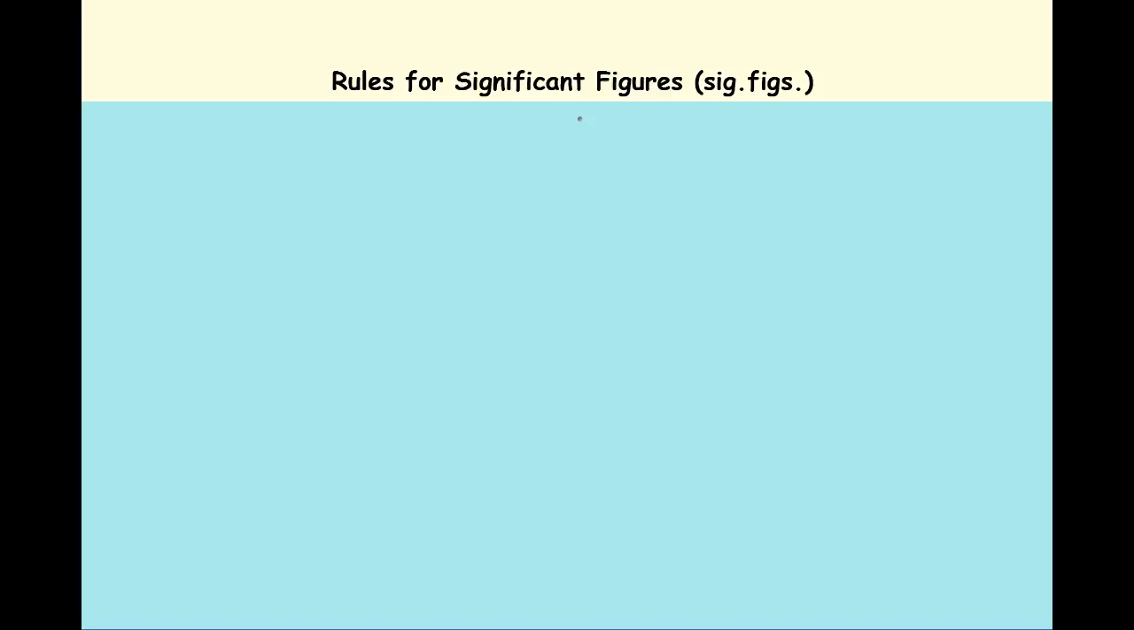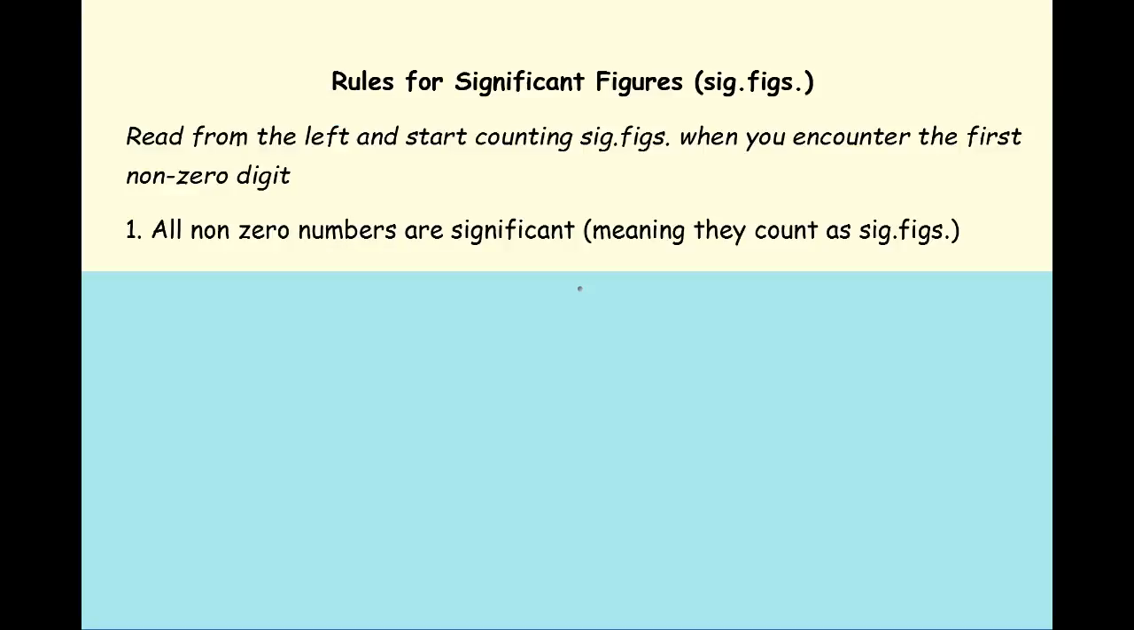On this lesson, I will explain the rules used to determine the number of significant figures in a quantity. There are 4 basic rules we need to follow. The first rule states that all non-zero numbers are significant, meaning they count as significant figures.